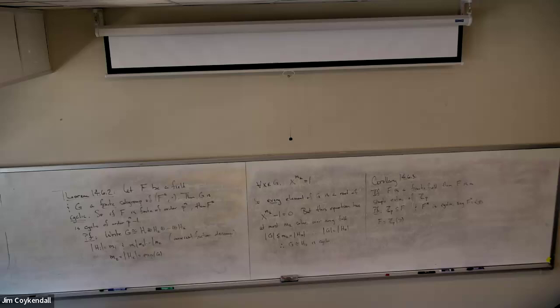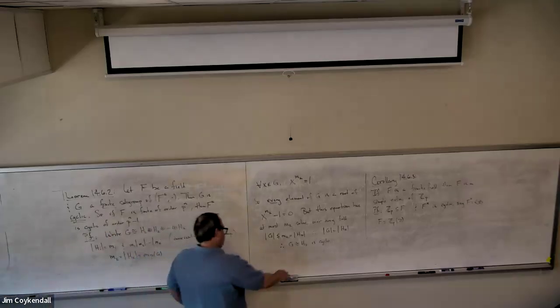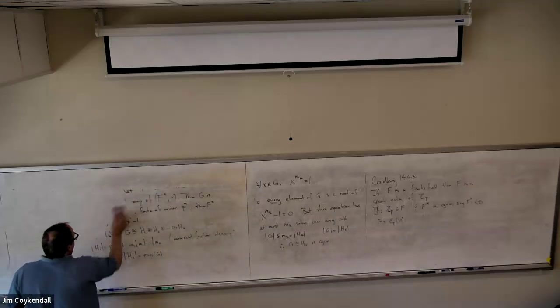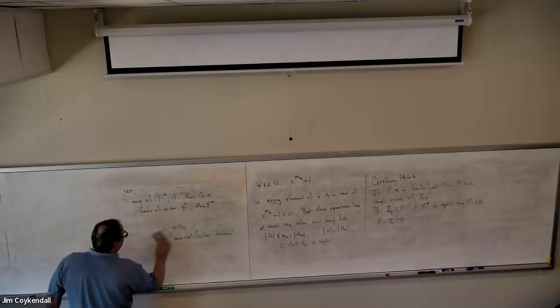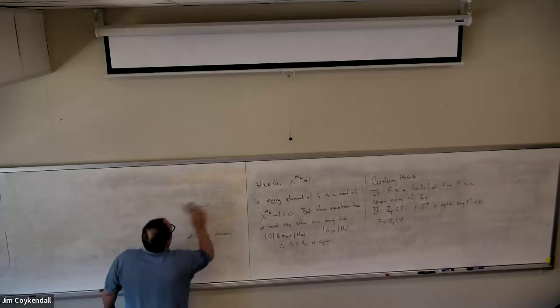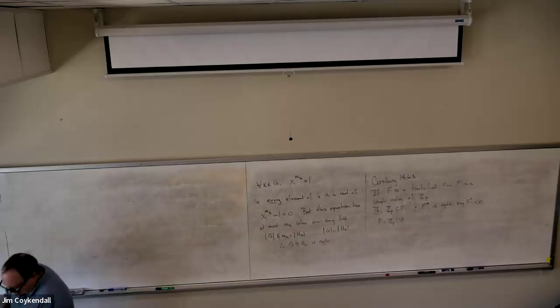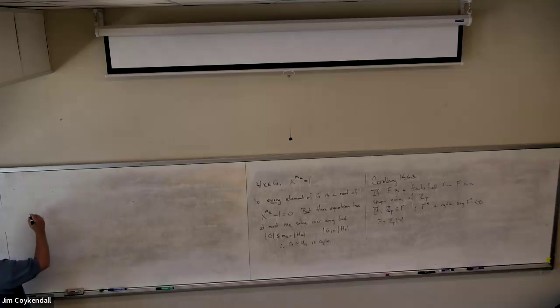Let me give you another proposition here. Proposition. And this goes toward the Galois group of a finite field. You might wonder what such a thing is. It turns out the Galois group is always cyclic. So proposition T64.